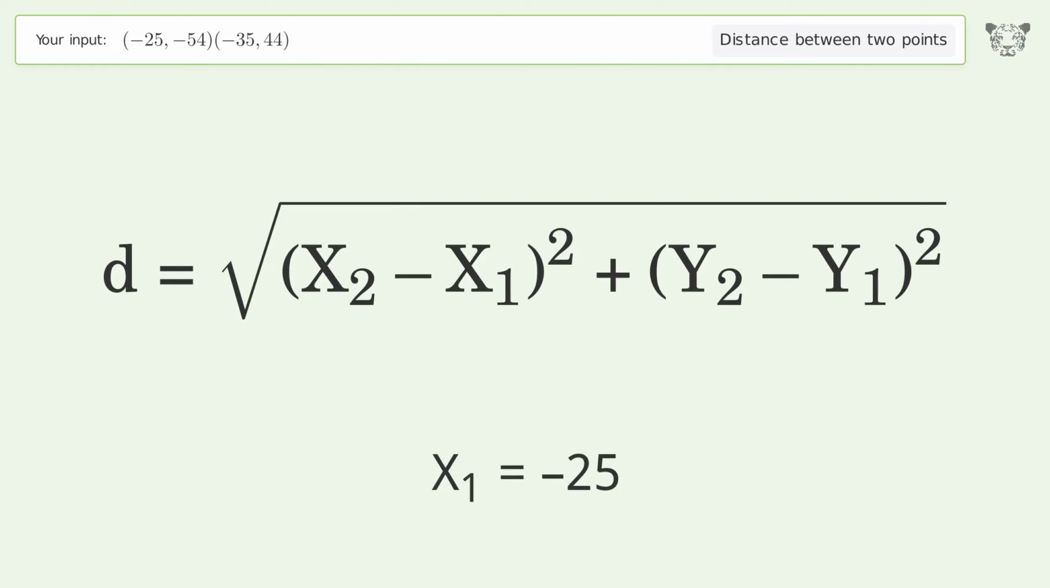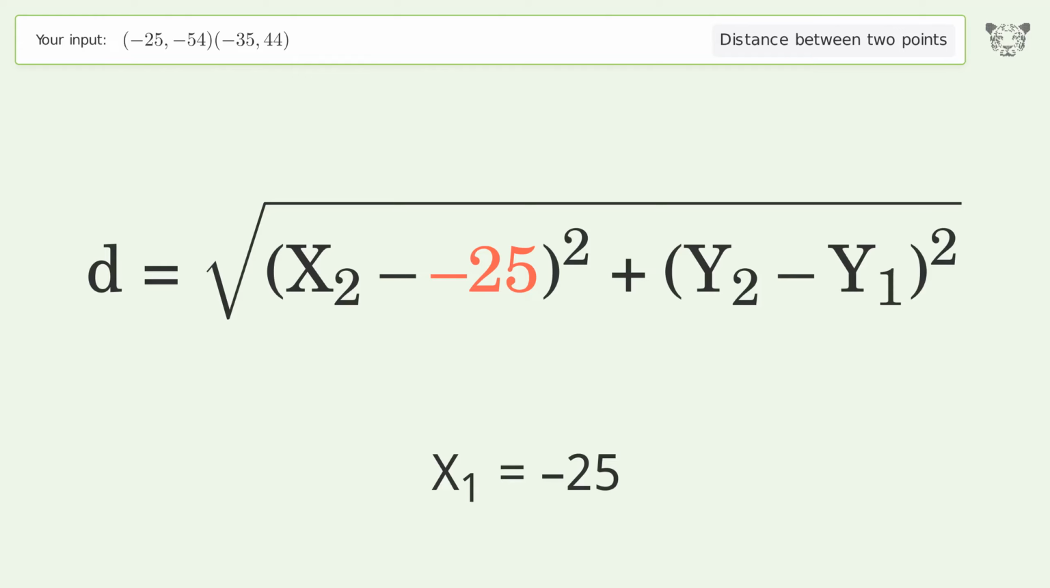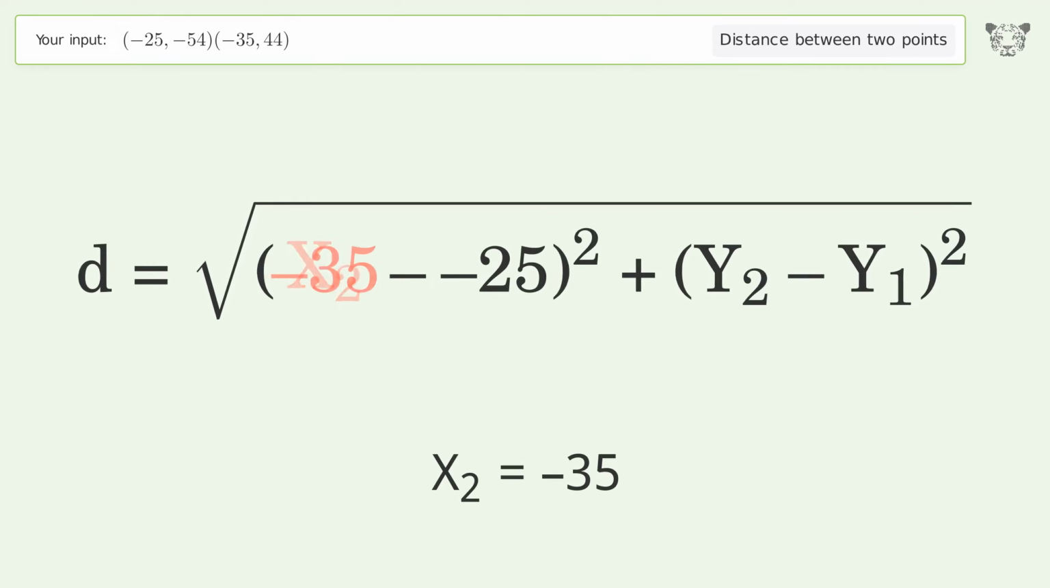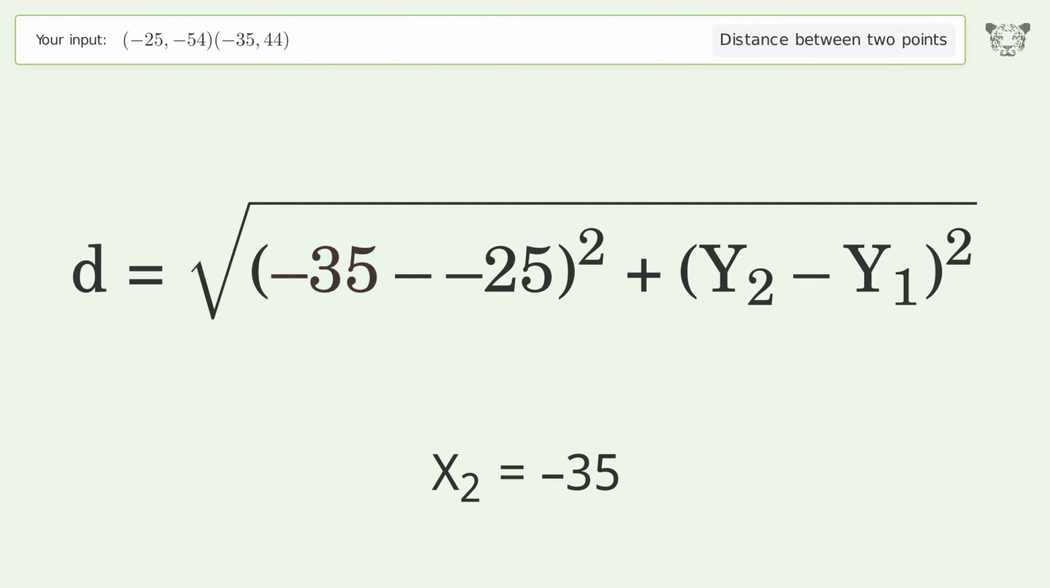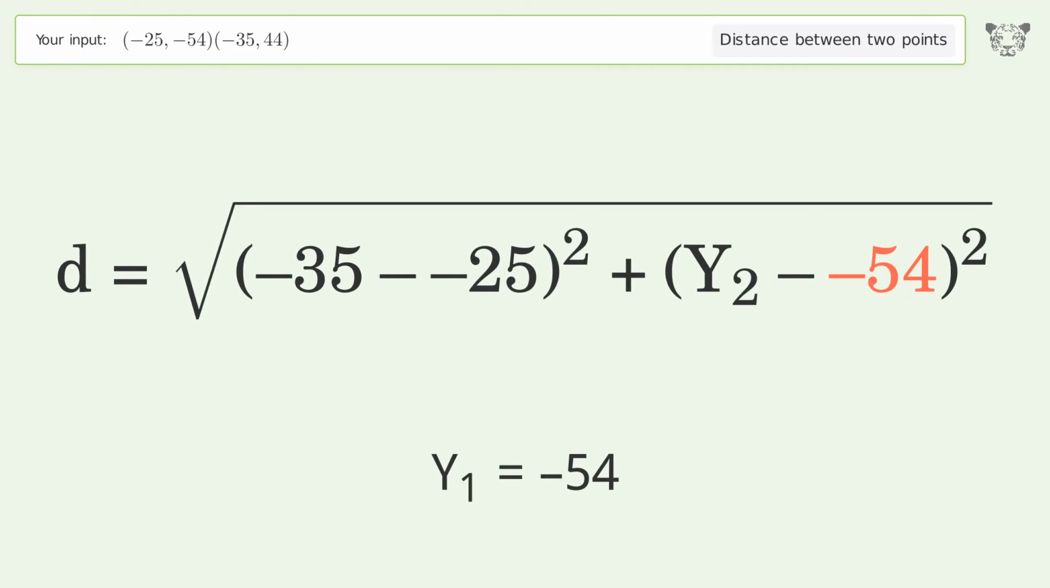x1 equals -25. x2 equals -35. y1 equals -54. y2 equals 44.